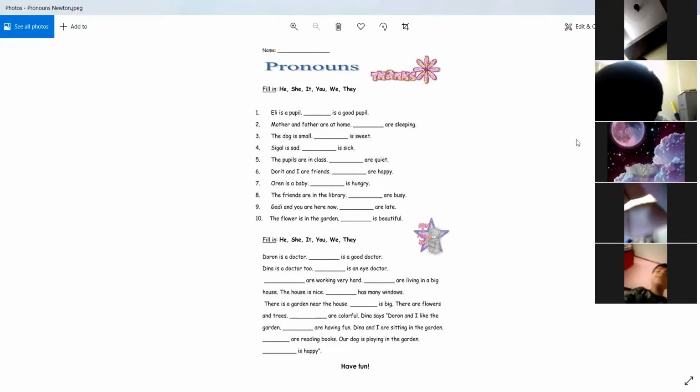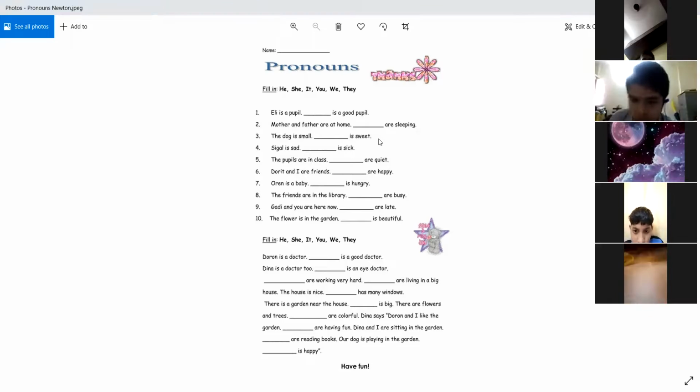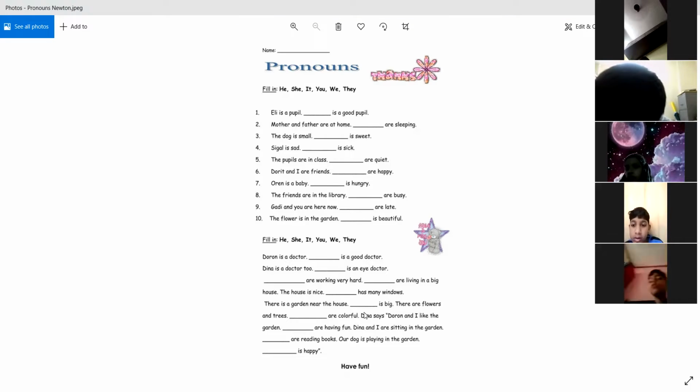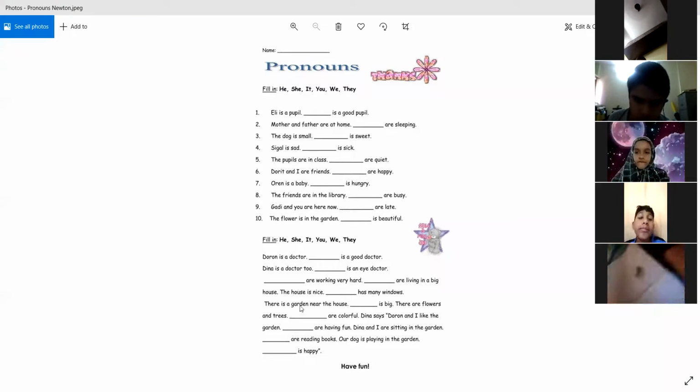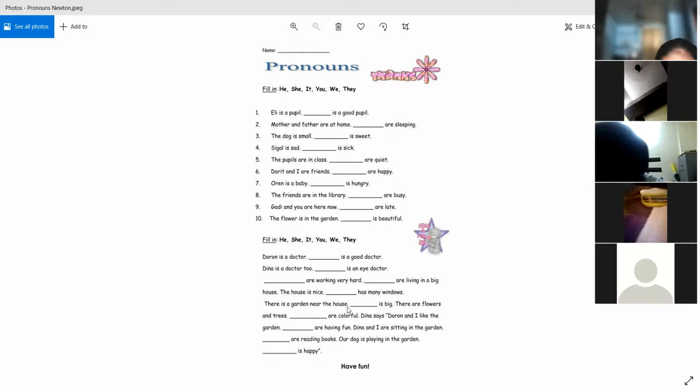Sayed, can you try? Dash has many windows. The house is nice. Dash has many windows. It has many windows. Yes, it has many windows. Very good. Next one. There is a garden near the house.